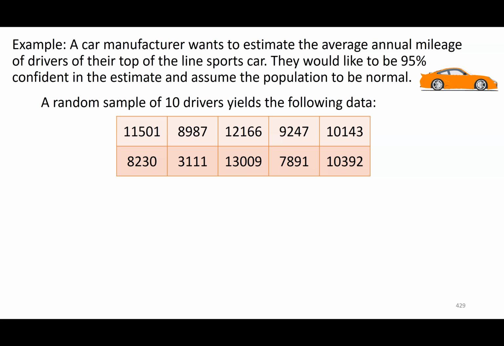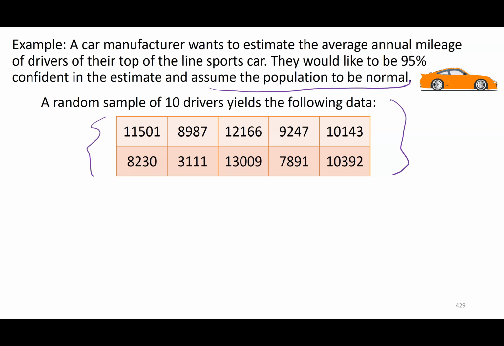So the problem that we're going to use in this lesson and the next few lessons: we have a car manufacturer. They make some sort of sports car, and they want to estimate the average annual mileage for all the drivers of the sports car. Obviously, these are very linked to things like warranties. You want to know, okay, if we give them this many years, how many miles are they going? How much might we expect them to go on average? So they want 95% confidence in the estimate, and we're going to assume the population is normal. They take a random sample of 10 drivers and get the following.